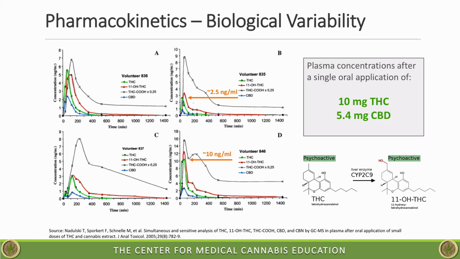In this slide, we're looking at 4 different volunteers: 836, 835, 837, and 846.